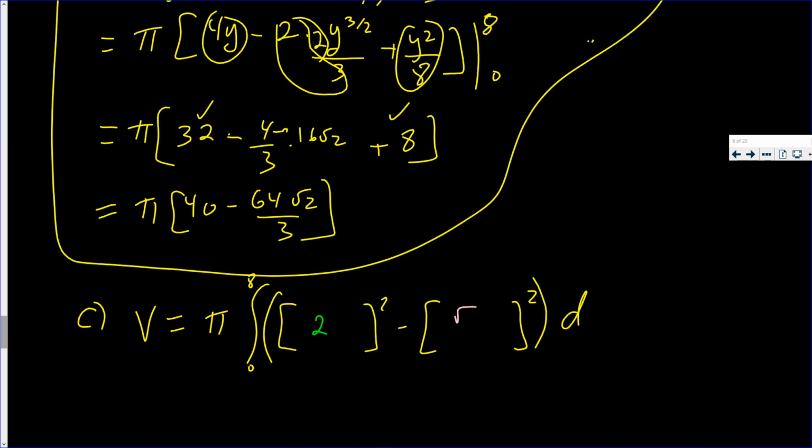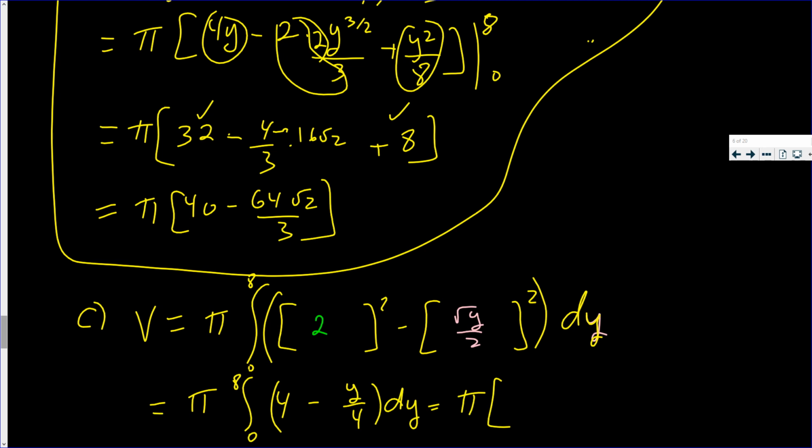The square root of y over 2. And like I said earlier, we're integrating with respect to y. Okay, so routine from here. Let me not put a bracket yet. So it's the integral of 4 minus y over 4 dy from 0 to 8. This is a pretty standard integral.